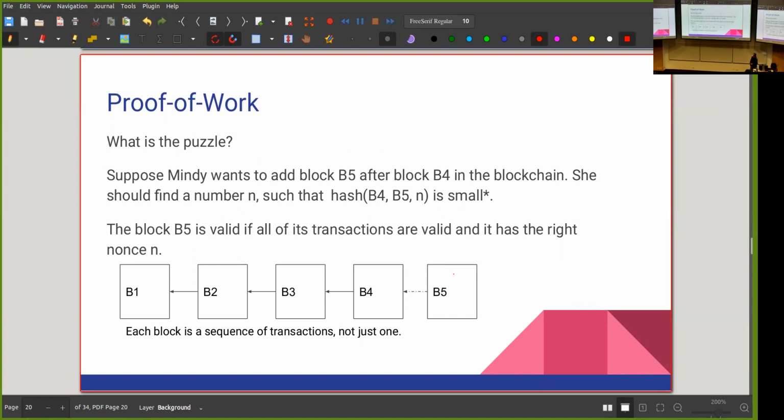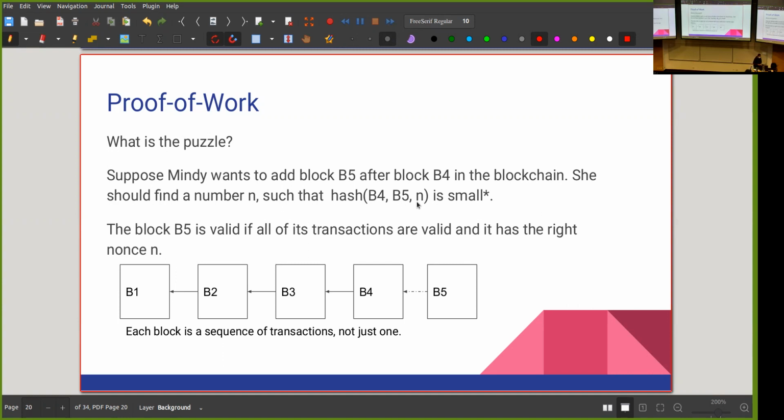If you're not a computer scientist, it's completely fine if you don't understand this part. It's just that we have a hard mathematical puzzle and we want to solve it. But if you are a computer scientist, the puzzle is this. I have to find some number n such that when I take the hash of the previous block and the current block that I want to add, and also this number n, then this hash value becomes really small.